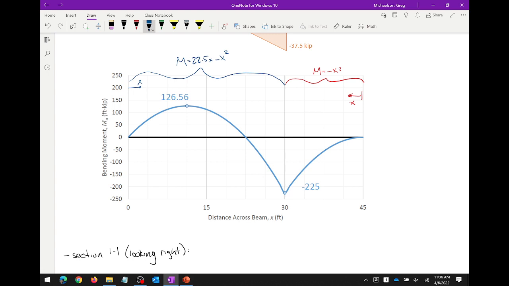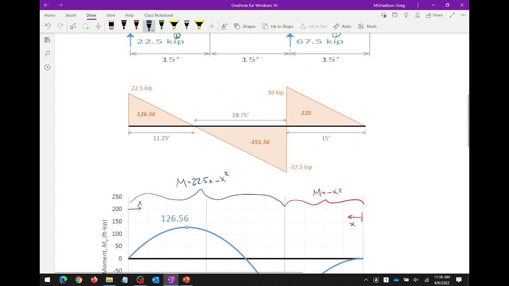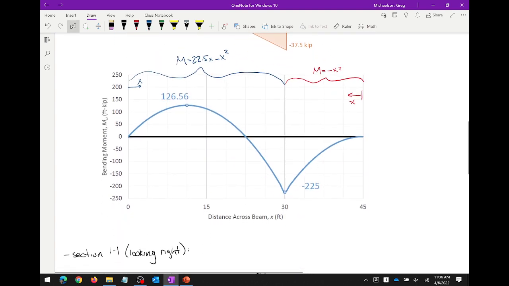And this maximum moment, we can determine that moment graphically from our shear diagram by plugging in 11.25, and we should get 126.56. So far, so good? All right, any questions about this? I know it's been a while, but any questions?